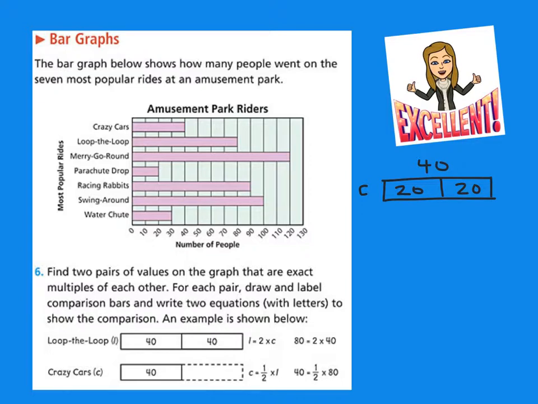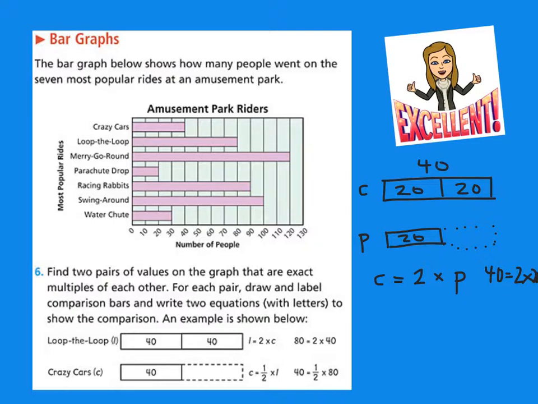Then the parachute drop, which I'll use a P for, is at 20. And then remember, we use the dotted line to show that double that would equal the Crazy Cars. So let's create some number sentences. I could say that the Crazy Cars equals 2 times the parachute drop. So in other words, 40 equals 2 times 20.